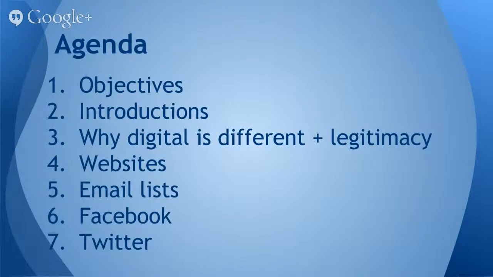We're going to go through the objectives as we've just done. I'm going to introduce myself. Then we're going to talk about the differences between digital and traditional campaigning. We're going to talk about the four components of digital campaigning: websites, email lists, Facebook, and Twitter. We could talk about a lot more than that, but those are really where you have to start. If you don't have one of those four, you're missing something.